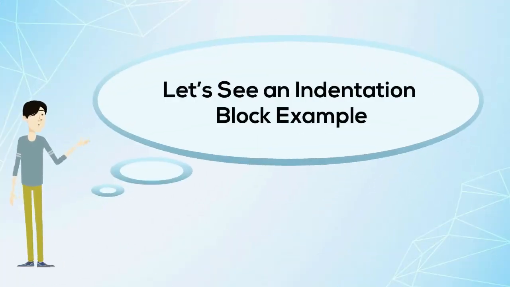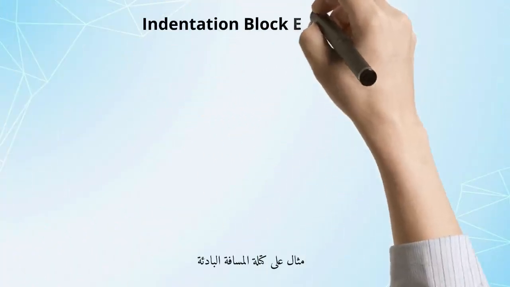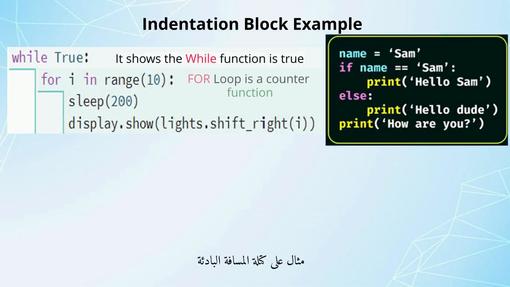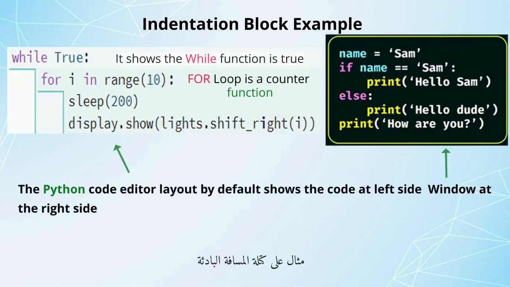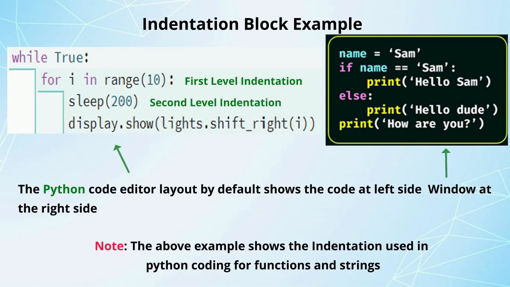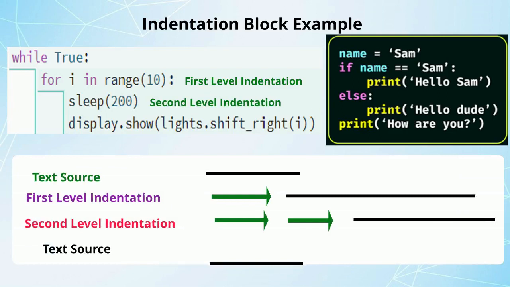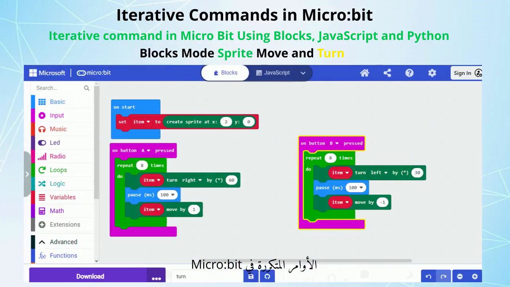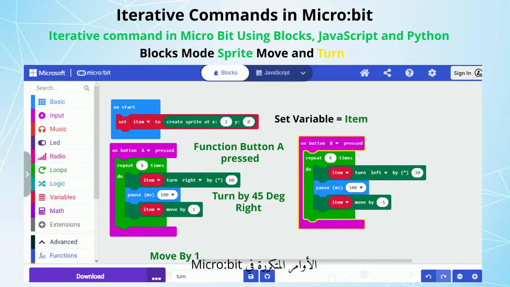Let's see an indentation block example. The indentation example shows while true and for loop indentation, with first level and second level of indentation. Iterative commands in micro:bit using blocks, JavaScript and Python programming languages. The following example shows a sprite moving backward on button A pressed, and forward on button B pressed.